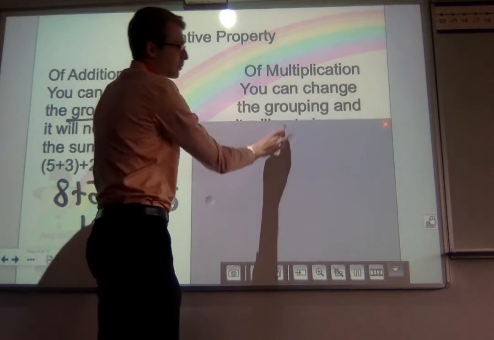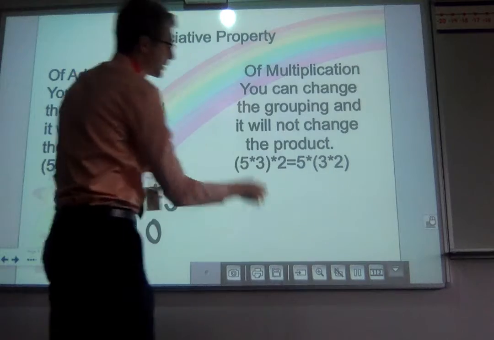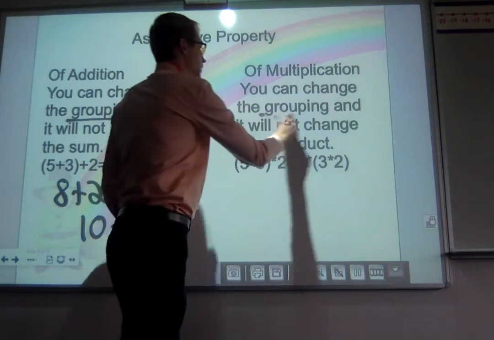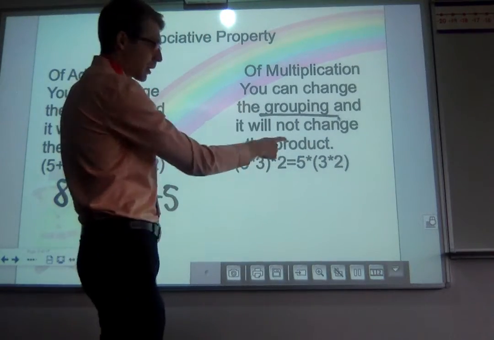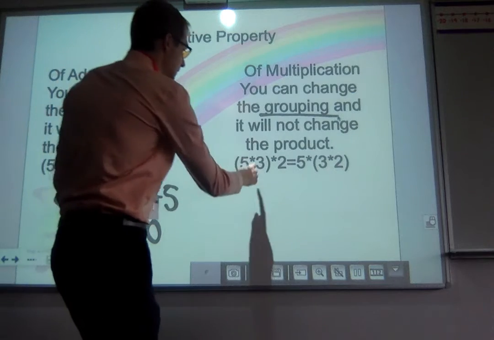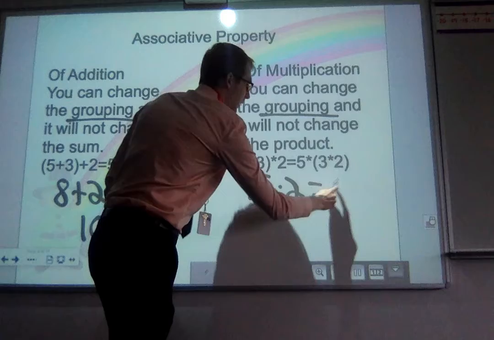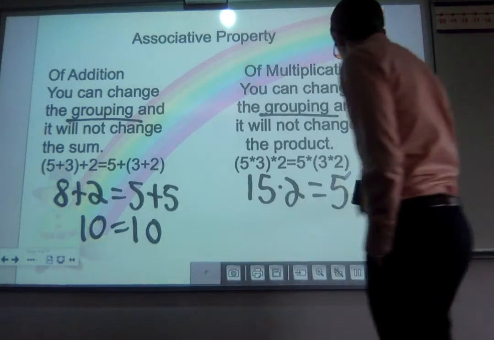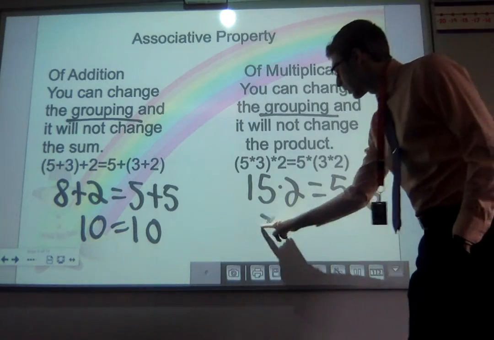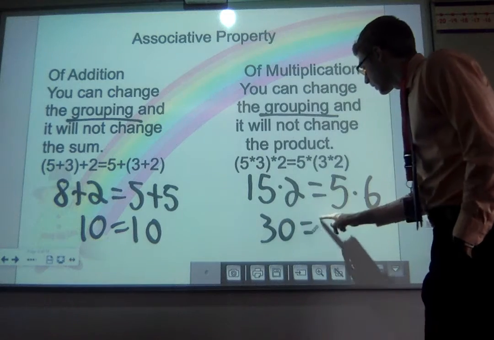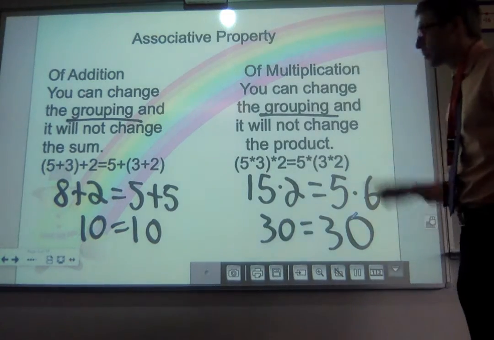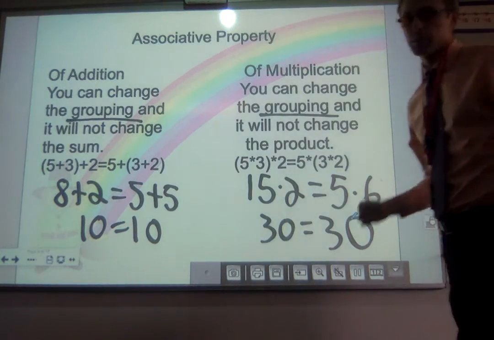Not only does the associative property apply to addition, it also applies to multiplication. Again, we change the grouping. Looking at parentheses and order of operations, we see 5 times 3 is 15, all times 2, and that's going to be equal to 5 all times 3 times 2, which is 6. So we get 30 equal to 30. Again, with the associative property, we change the grouping, but the outcome remains the same.